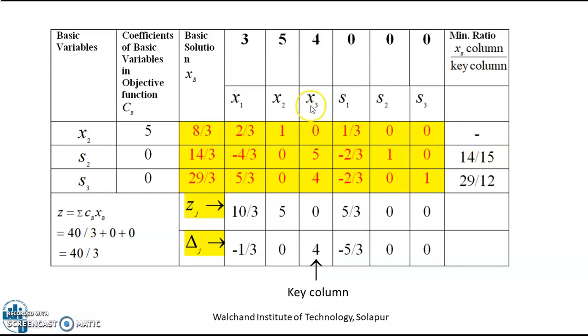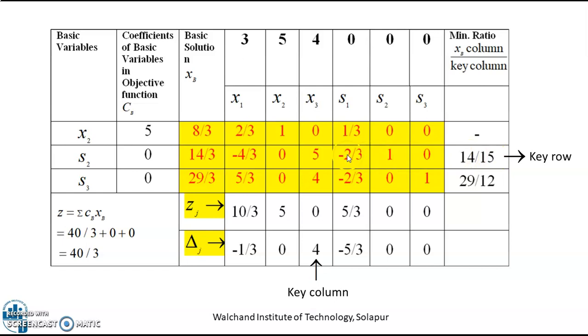If in the key column a 0 or negative entry is present, the minimum ratio we have to write as a dash. Now dividing this entry by 5, we get 14 by 15, and dividing this entry by 4, we get 29 by 12. Now from these two entries we have to take the minimum one. So obviously we can see that 14 by 15 is the minimum one.